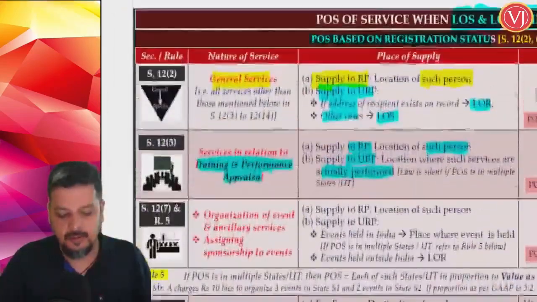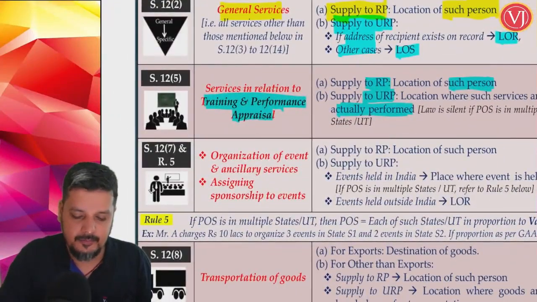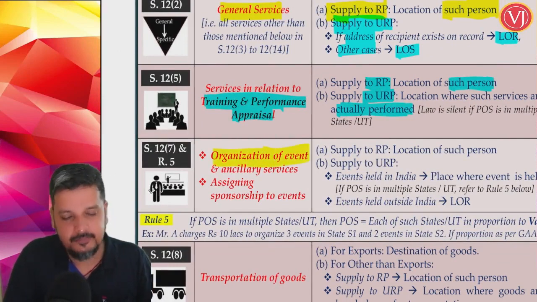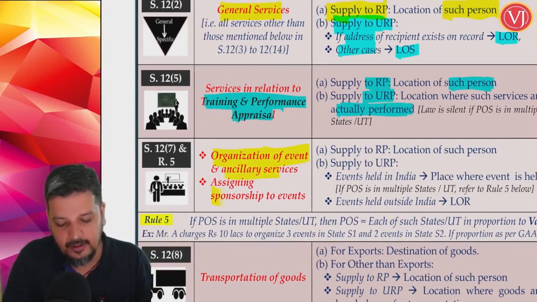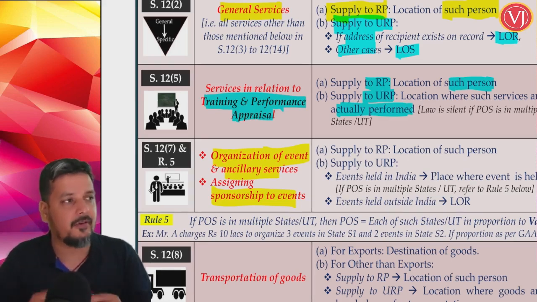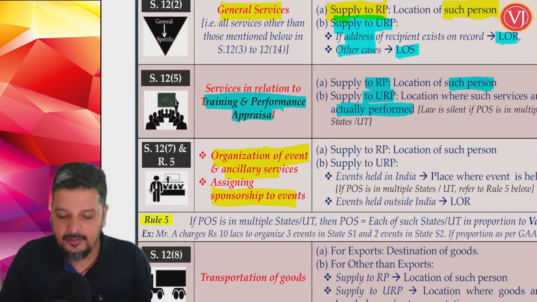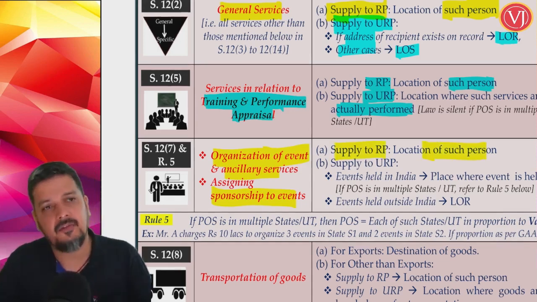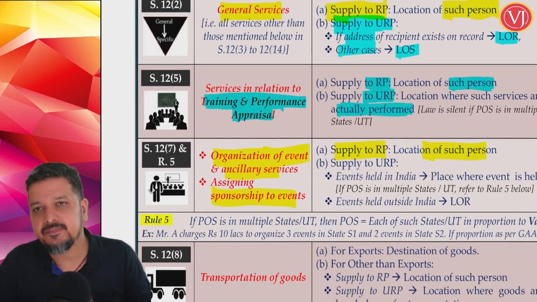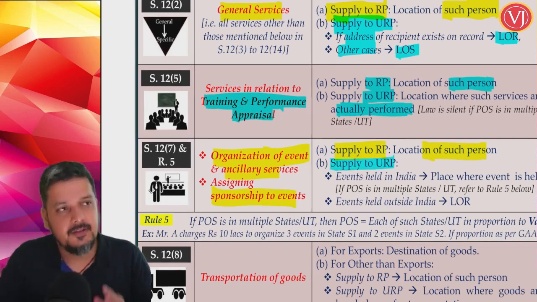Right. Now, we'll go to the next part. Next part is event. Organization of an event, including ancillary services, including sponsorship. So there's an event which is organized, say for example, an IPL event. Organization of an event and ancillary services. Also sponsorship is covered here. If it is B2B, location of registered person. If it is B2C, then wait, you have to think.